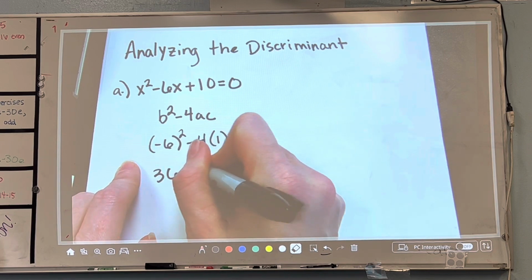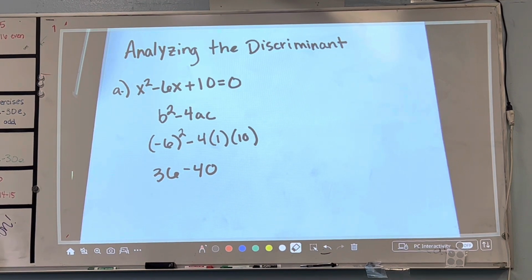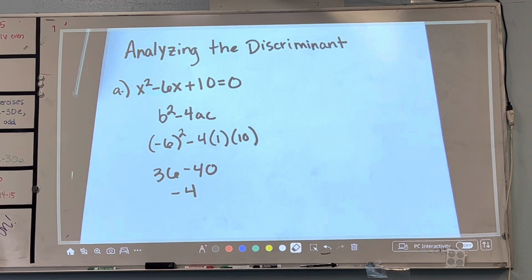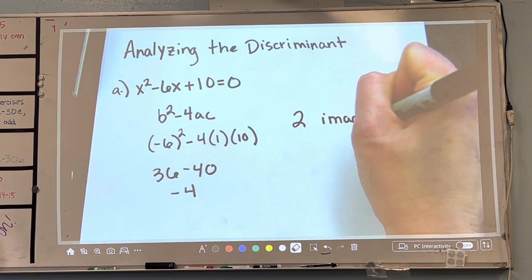36 minus 40. Wow, negative 4. Did I do the wrong problem? Oh no, I did it right. I was looking at the wrong answer. So this is negative 4. How many solutions do we have? 2 imaginary. 2 imaginary. Very good, Kaylee.